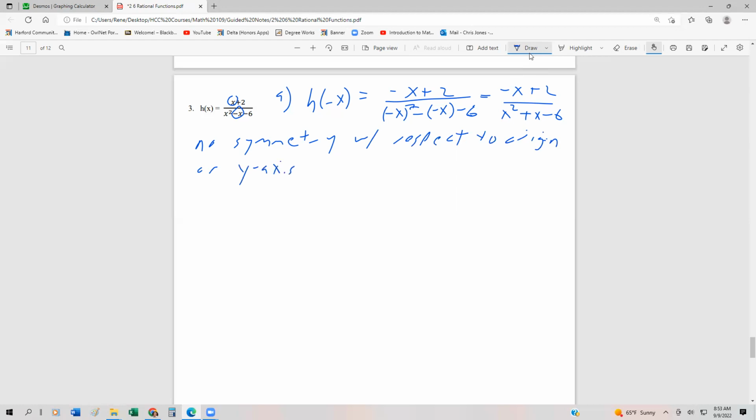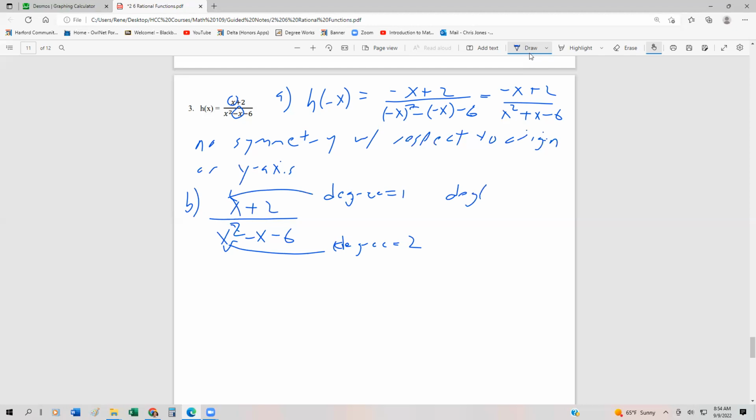So next thing we're going to do is determine if there are any asymptotes of this function. So let's start with the horizontal, (x + 2)/(x² - x - 6). Looking at the degree of the numerator and the degree of the denominator, we finally have a difference, unlike the other videos. This degree is 1, and this degree is 2. So the degree of the numerator is less than the degree of the denominator.